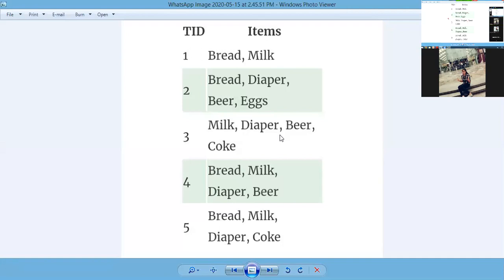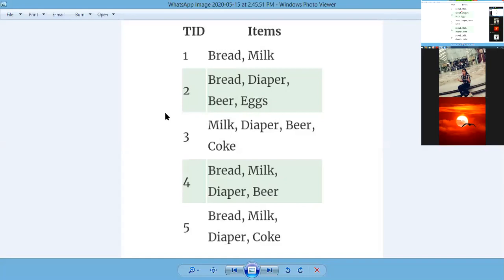Kindly write it out. There are five transactions again. One is bread and milk. In the second transaction, bread, diaper, beer, egg. In the third transaction, milk, diaper, beer, coke. In the fourth transaction, bread, milk, diaper, beer. And the fifth transaction, bread, milk, diaper, coke. It's a very, very famous problem. The problem name is diaper to beer or beer to diaper. Okay, so now try to write it down and find out.